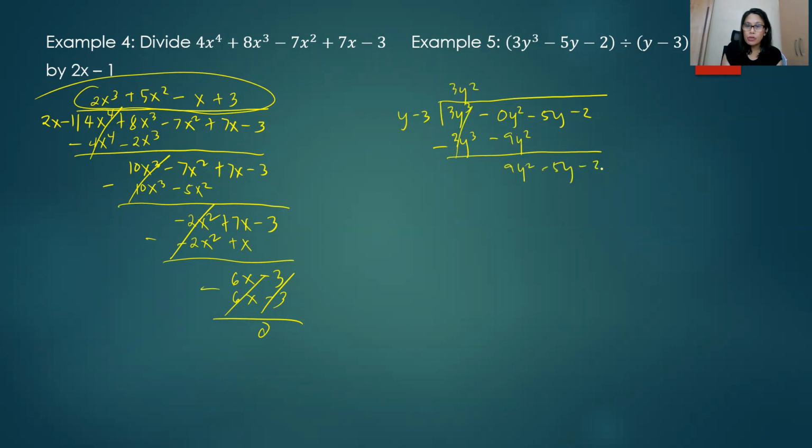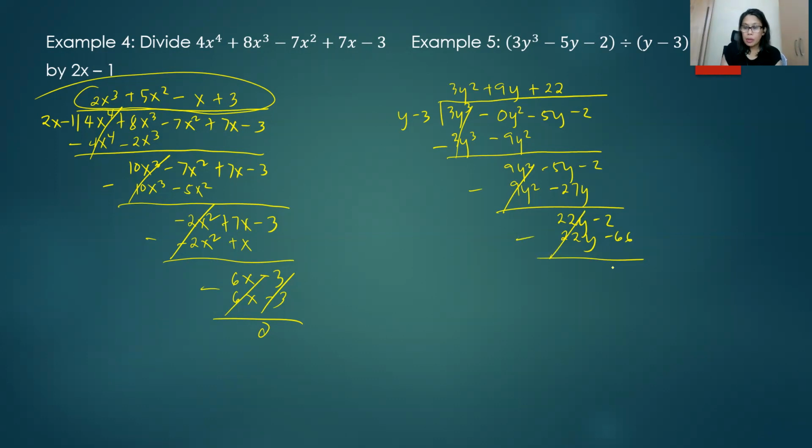Minus 5y minus 2. And then we divide 9y squared by y. So we get 9y. 9y times y, so we have 9y squared. 9y times negative 3. So we have negative 27y. And then subtract. So we have 22y here minus 2. And then 22y divided by y is 22. And then 22 times y, we have 22y. 22 times negative 3. We have negative 66 and then subtract.